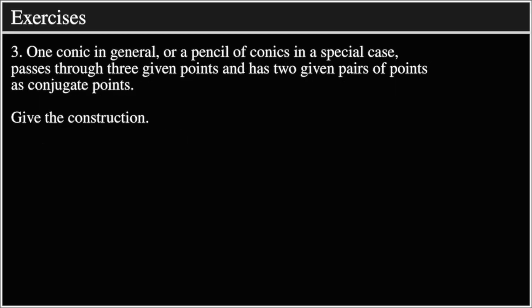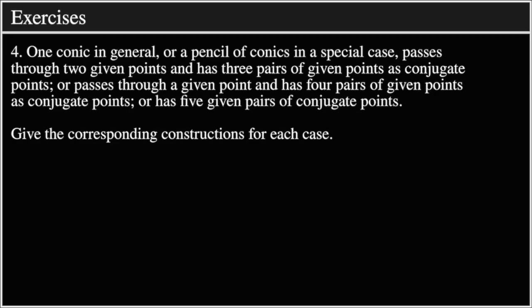3. One conic in general, or a pencil of conics in a special case, passes through 3 given points and has 2 given pairs of points as conjugate points. Give the construction. 4. One conic in general, or a pencil of conics in a special case, passes through 2 given points and has 3 pairs of given points as conjugate points, or passes through a given point and has 4 pairs of given points as conjugate points, or has 5 given pairs of conjugate points. Give the corresponding constructions for each case.